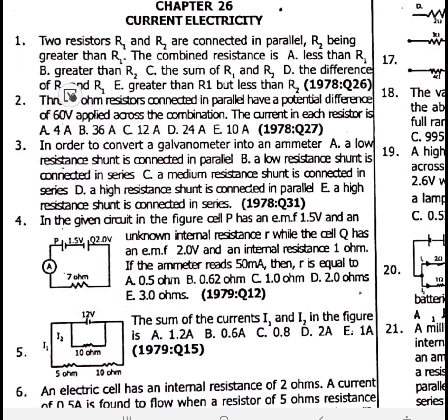The first question here: two resistors. That one has to do with demonstration. Number two, demonstration. Number three, in order to convert a galvanometer into an ammeter, what do you need? You need a low resistance shunt connected in parallel. Next line, to convert a galvanometer to a voltmeter, you need a high resistance multiplier connected in series. They ask those questions a lot, so we are going to encounter that one too.